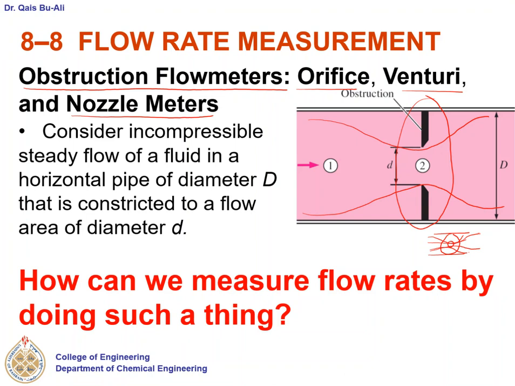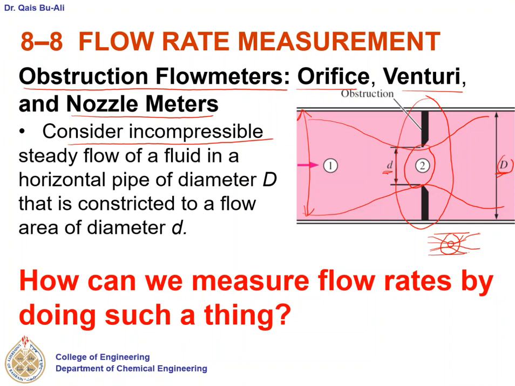So I have two diameters. I have D, which is the diameter of the pipe, so I can call it D1 or big D, and then I have the small d, which is the diameter at the orifice, at the throat. Okay, here. So let me just go through the slide. Consider incompressible steady flow of a fluid in a horizontal pipe of diameter D that is constricted to a flow area of diameter d. So I'm constricting the flow. Okay, I am making the diameter smaller.